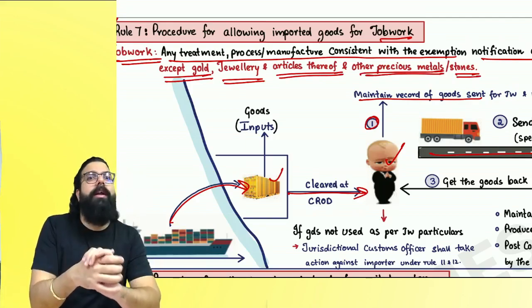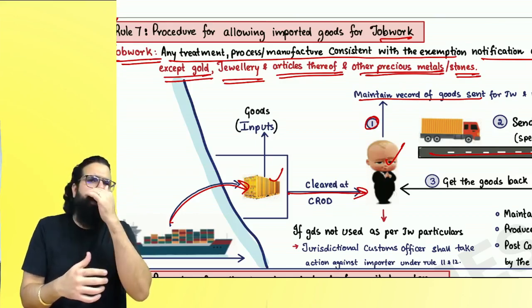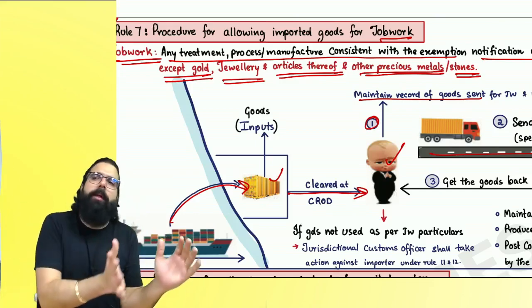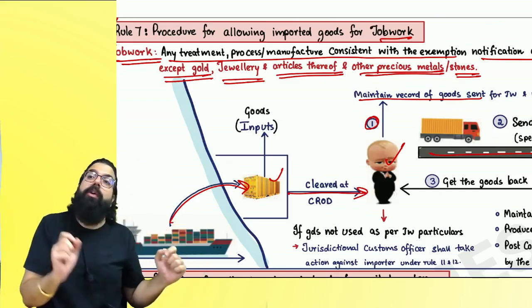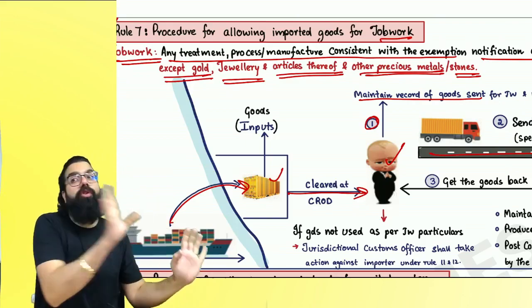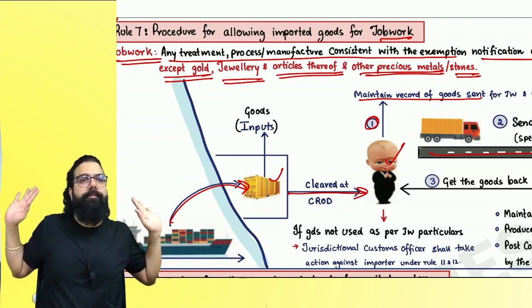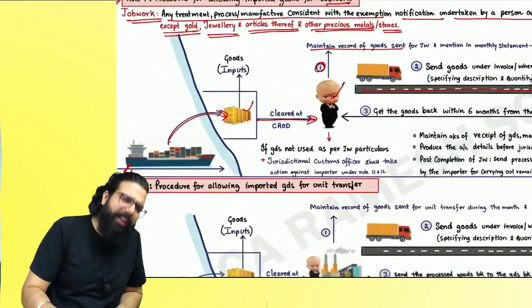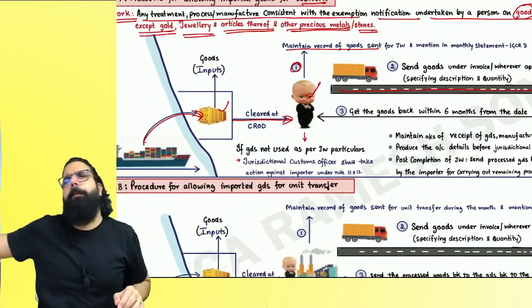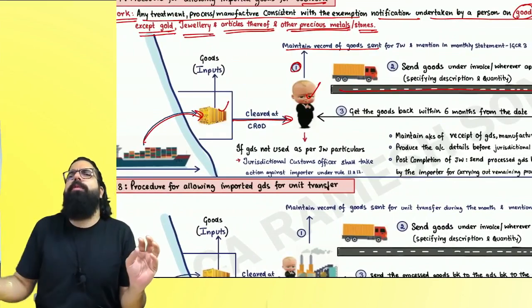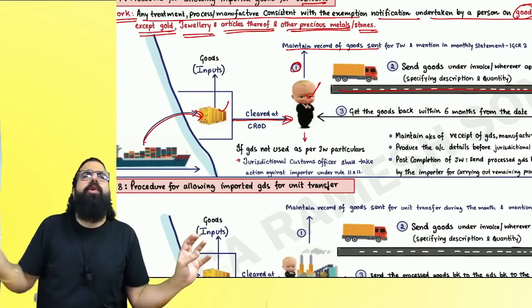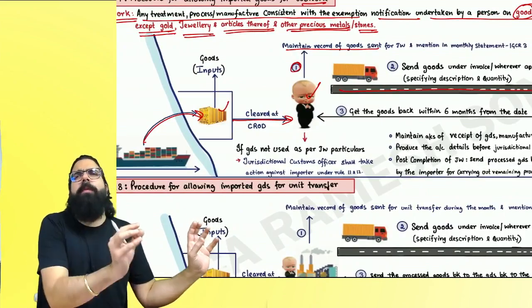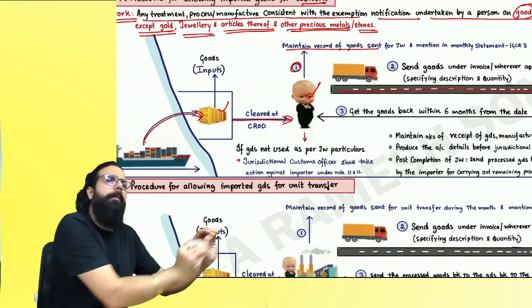And the government has given some concessional rate of duty. If you import gold and ultimately make jewelry, you can't send the gold to your job worker. That is not permitted. Can we go ahead, everyone? Now, other than gold, suppose I imported some item, might be cloth, and I want to get shirts manufactured, and I have sent it to my job worker.